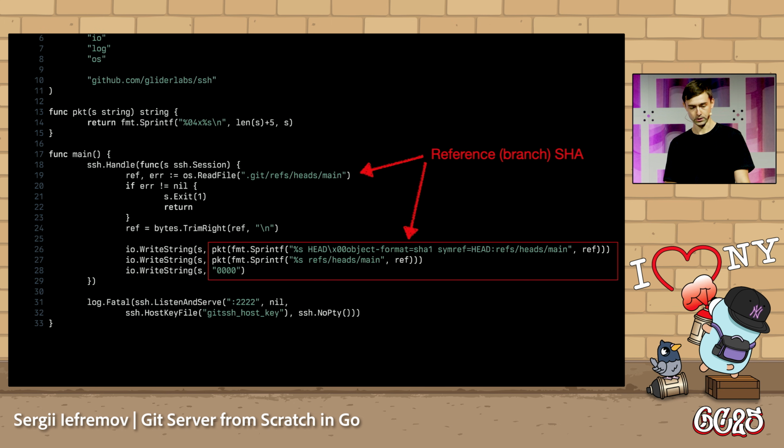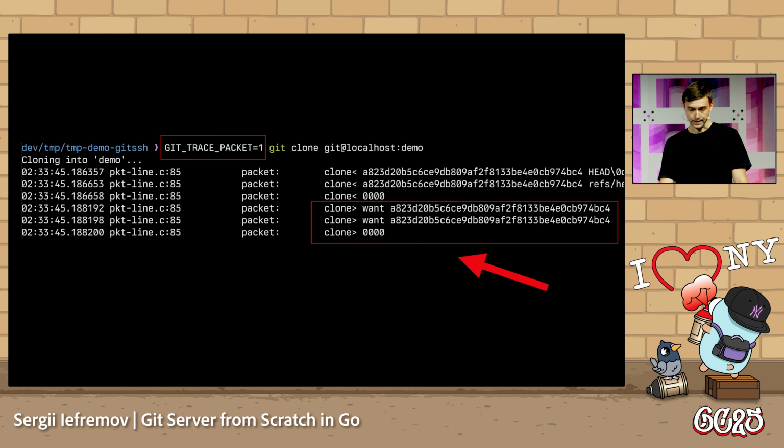First, to serve our repository, we need to read the unadvertised references. In this case, we are reading the main reference and then writing some packets in the format that the protocol expects. But this is a regular output to the client. And if we run that with the special environment variable GIT_TRACE_PACKET, we'll see our packets, and we can see as well that Git sent us a couple of want lines, which means that Git is requesting these objects.